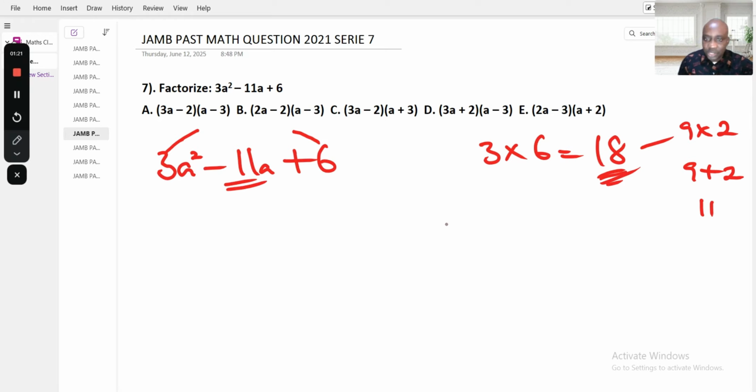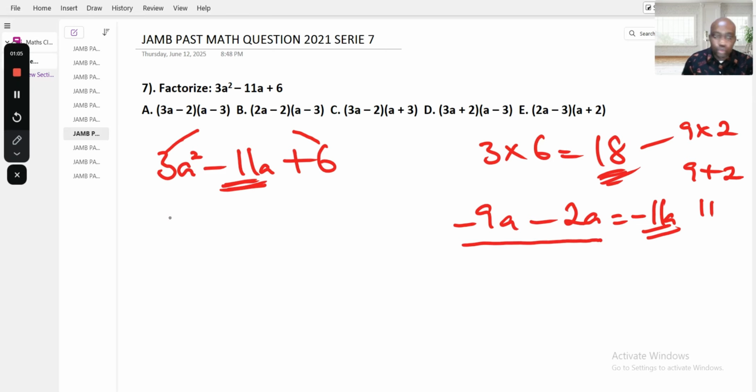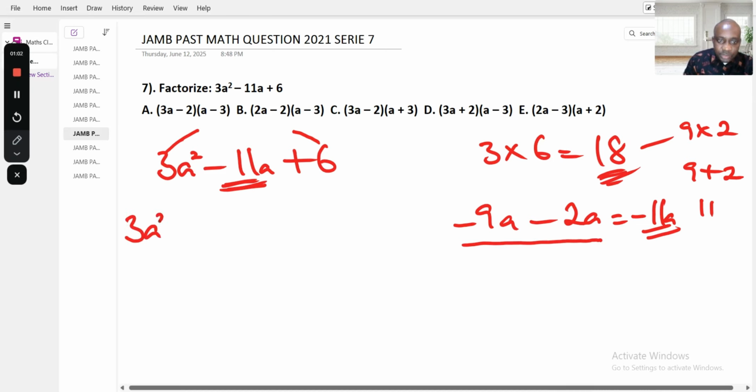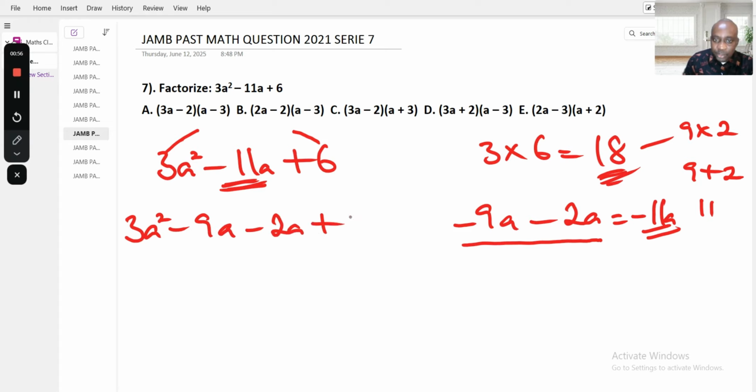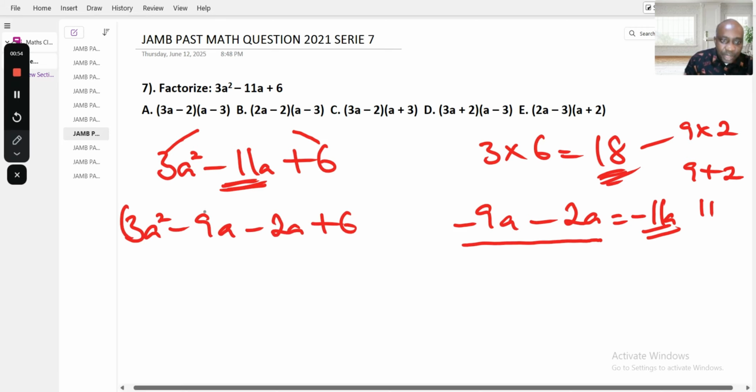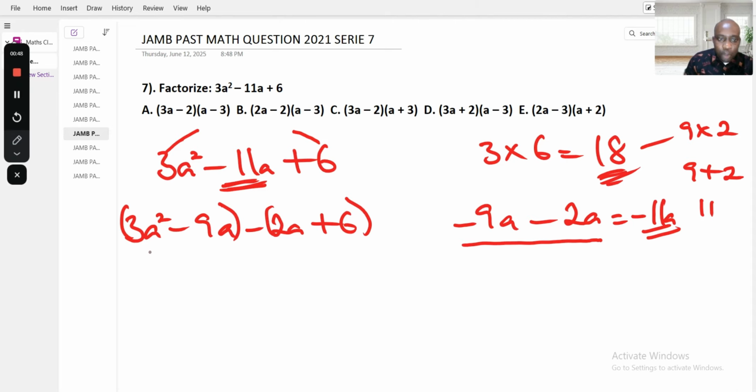Therefore, we are going to replace this minus 11a with this 9 and 2. How can we do that? You say minus 9a minus 2a is going to give us minus 11a. We are going to replace this minus 11a with minus 9a and minus 2a. Let's rewrite our question. 3a raised to power 2 minus 9a minus 2a plus 6. That's it. Therefore, let's bracket it. Now we factorize it. What is the common number that can go between here? We see 3a. 3a can go because a is here and a is here.